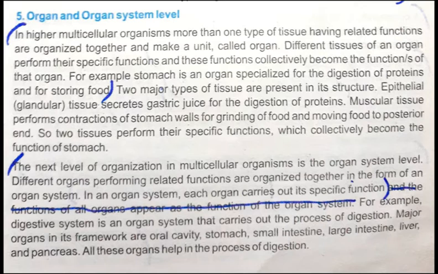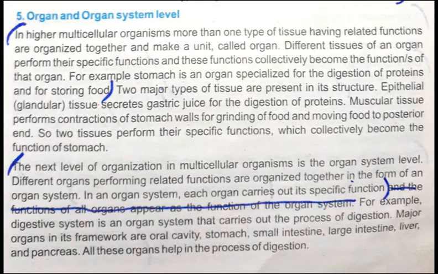Okay, students, you know about the organ. What is an organ? Organs are different parts that are present in a multicellular body, either it is a plant or an animal, and they perform dedicated functions in the body that are assigned to them. Okay students, in higher multicellular organisms, more than one type of tissue having related functions are organized together and make a unit called an organ. It is the definition of an organ.